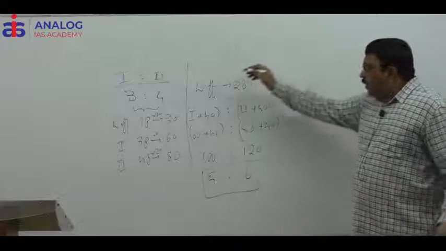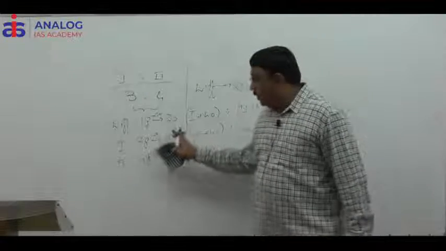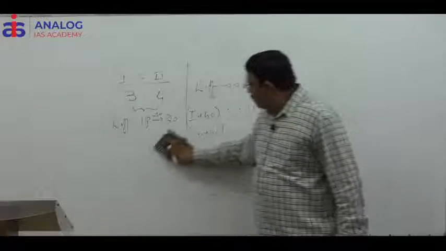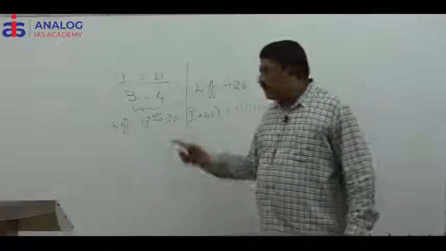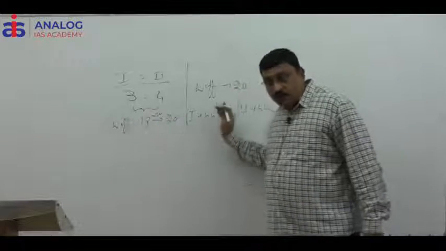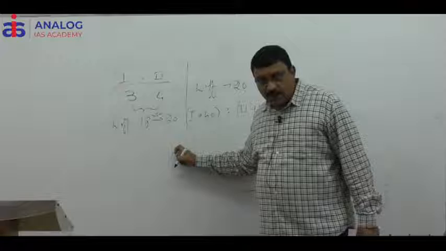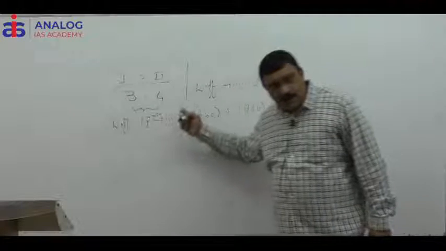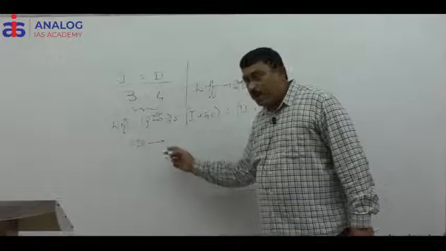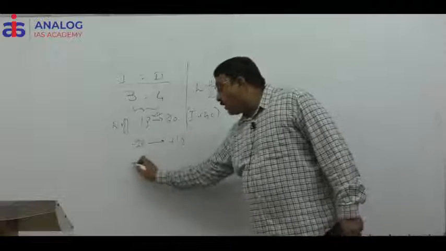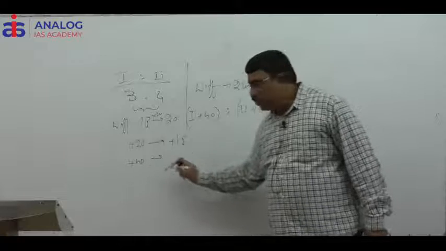Now, there 3:4, I can say 3:4, the difference is how much? One part is how much? 20. One part is 20 means one part of the ratio is equal to 20 as a number, right? Adding one part means adding how much? 20. Adding 20 means adding how many parts? One part. Adding 40 means adding how many parts? Adding 20 means one part. Adding 40 means two parts.